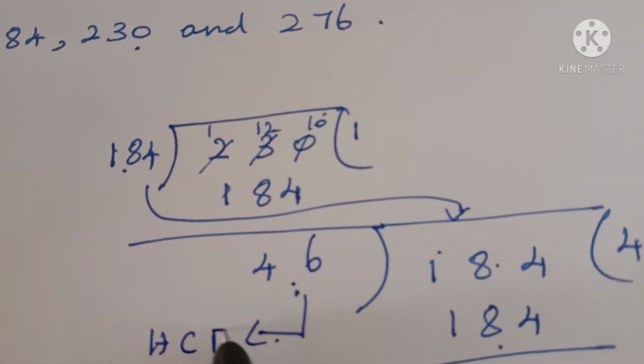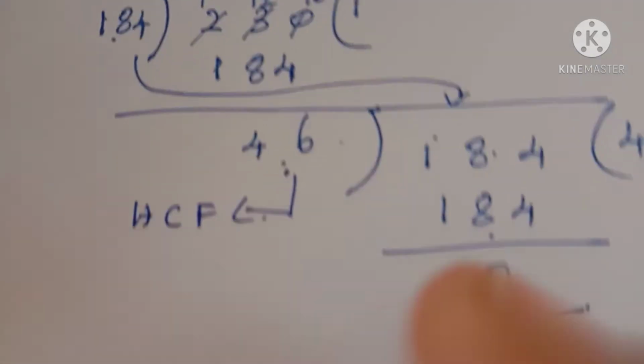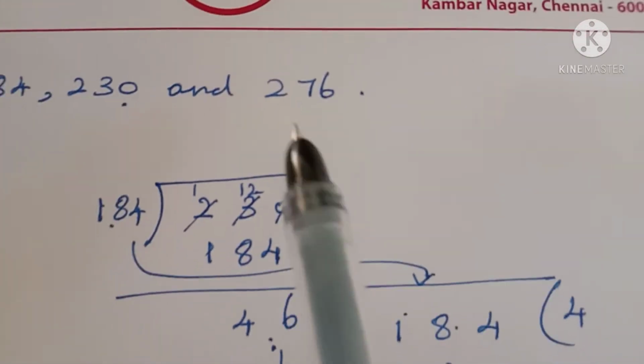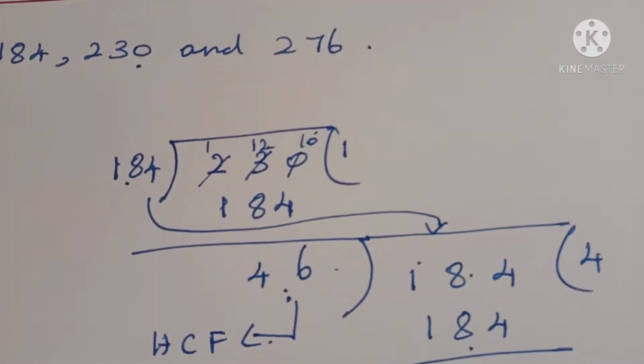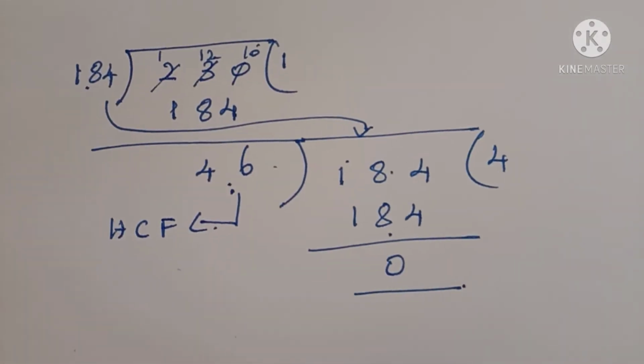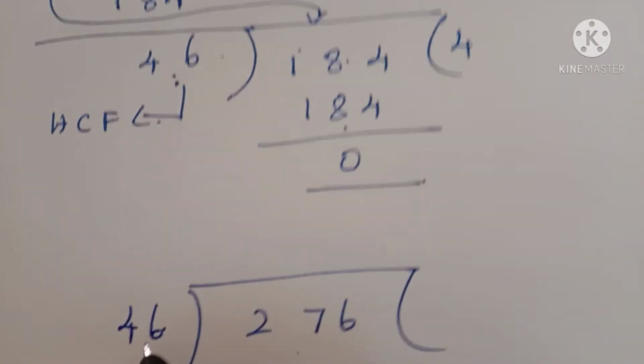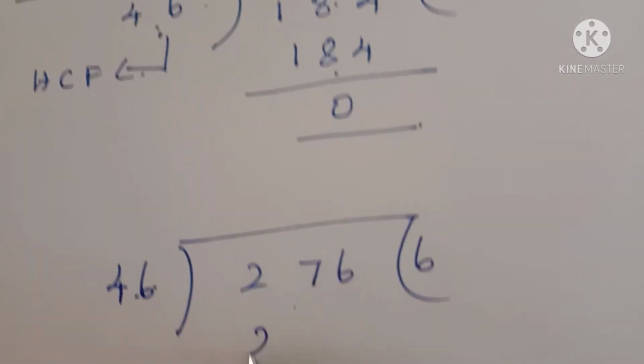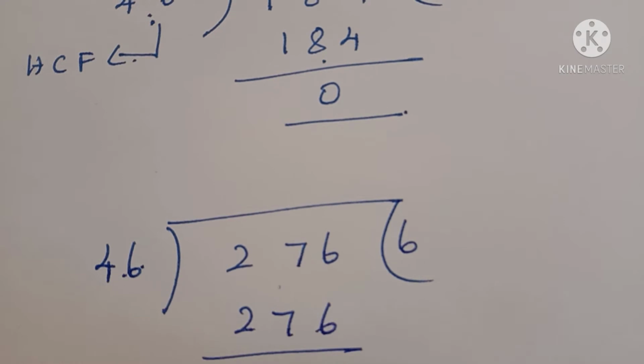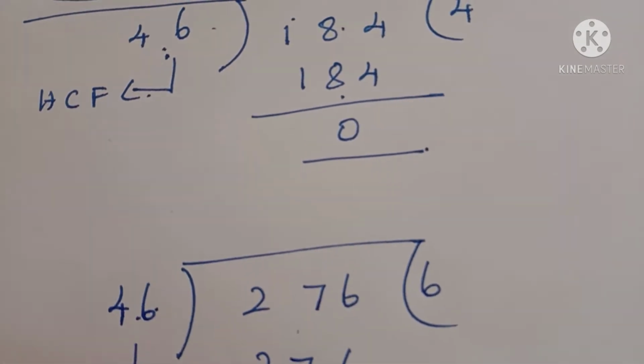So your HCF is 46. Now divide 276 by 46. 46 6s are 276. Therefore, the HCF is 46.